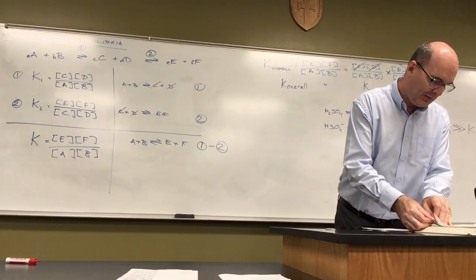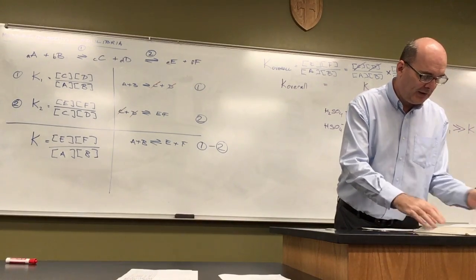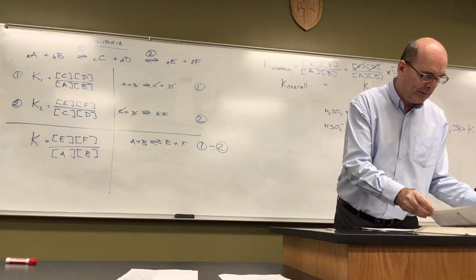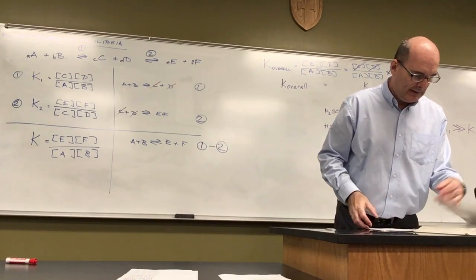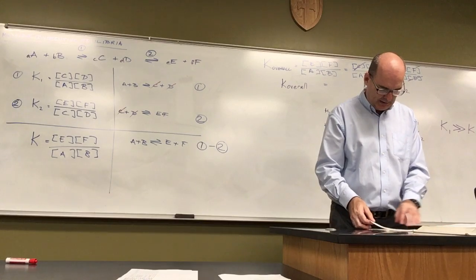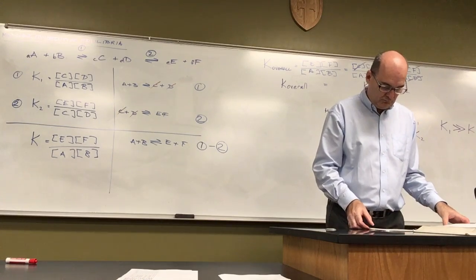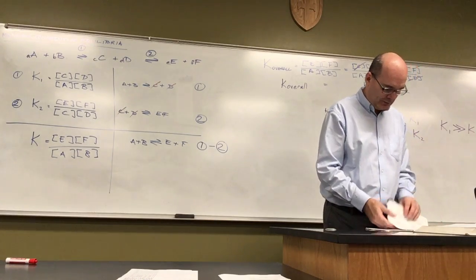So that puts us at about 15.5 in the book, which is calculating equilibrium constants. I think that's about where we want to be.